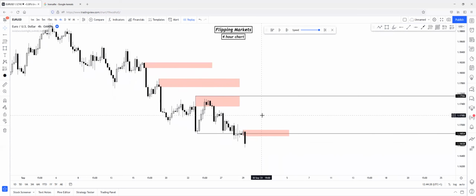You can mark out supply zones and demand zones based on these three criteria: inefficiency, break of structure or change of character, or opposite side zone break, and liquidity sweep or collect. Okay, let's see a demand zone example.